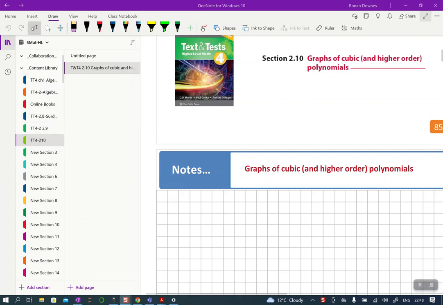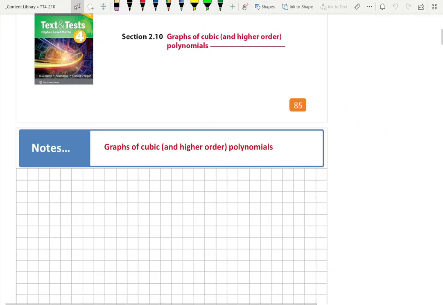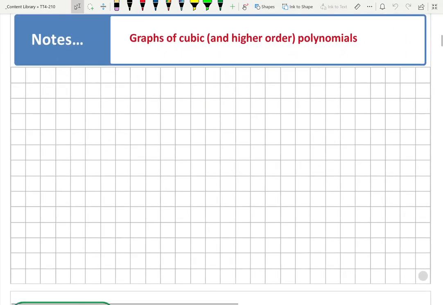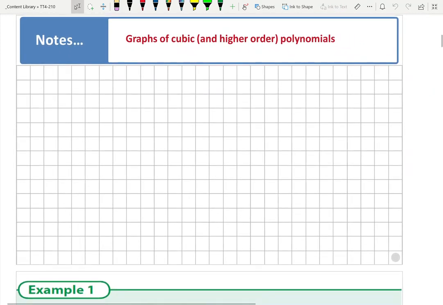Okay, welcome back. So we're going on to the last section of chapter 2, sometimes called Algebra 2. Why, I don't know. No idea. So graphs of cubic and higher order polynomials. So we saw today what even functions look like.